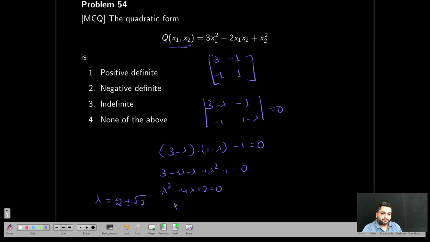If you observe the lambda values, both are greater than 0, not greater than or equal to 0, no 0 here. So no negative value also. 2 plus root 2 is greater than 0. 2 minus root 2 is also greater than 0. So that means what? It is positive definite.